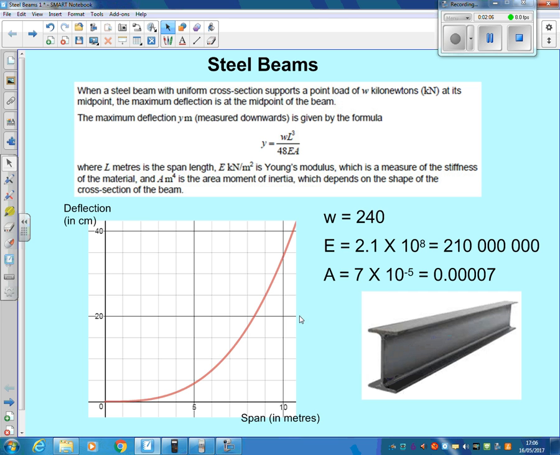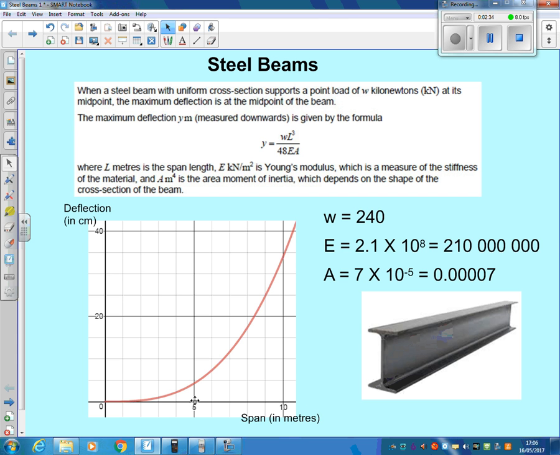Now, if I drew a graph, and here I'm doing the deflection in centimeters rather than in meters, against the span, and I've done it for this particular case here where W is 240, there's E, there's A. What happens is it looks like this. You'll notice if the span is very small, 1 meter or 2 meters, there's hardly any deflection at all. It means the beam is hardly bending.